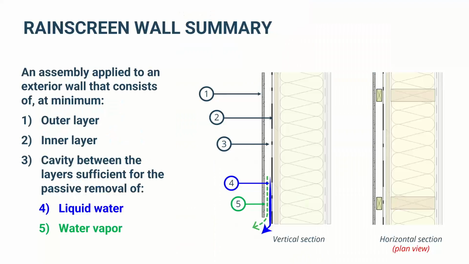But yeah, let's wrap it up here. Just summarizing the rain screen assembly, it's those three minimum components. You've got your outer layer, which is the cladding, your inner layer, which is the WRB, and then the cavity between them is there to allow sufficient removal of not only liquid water, but also water vapor.